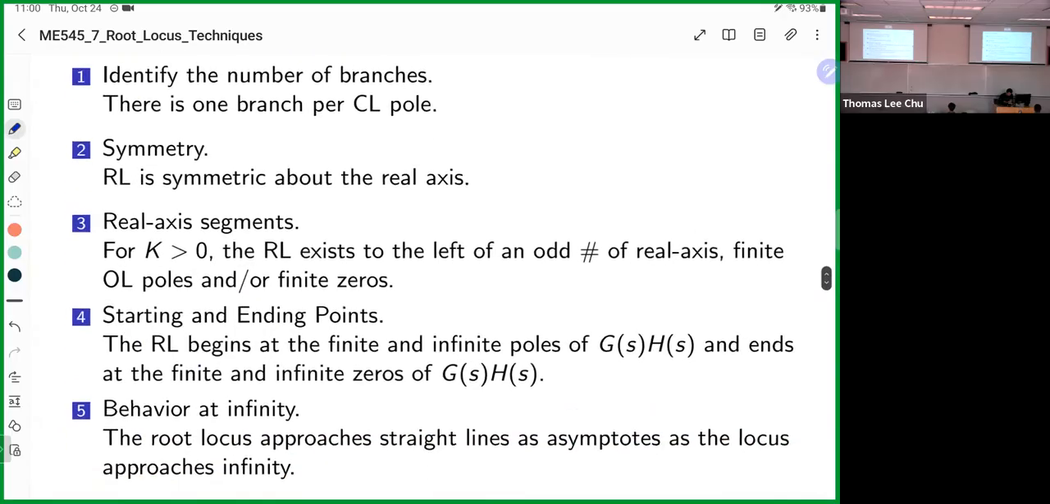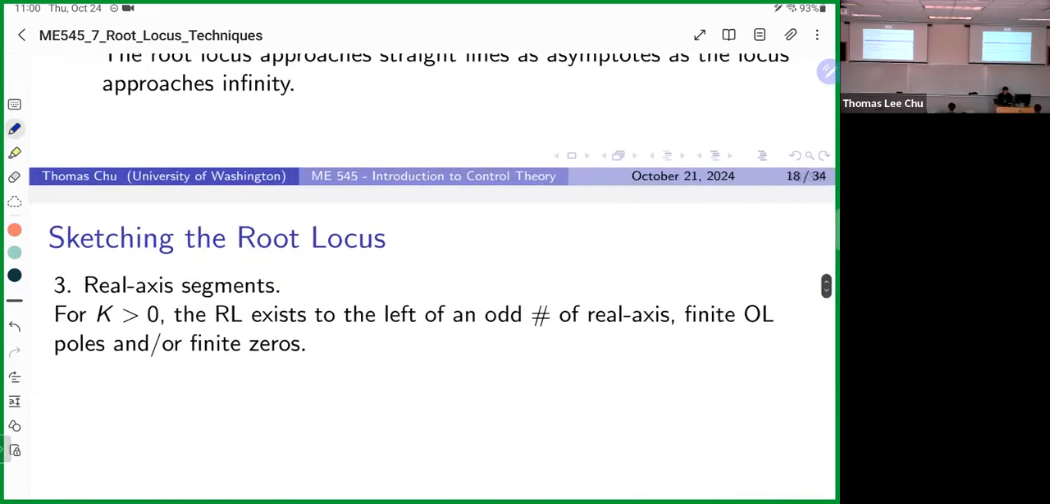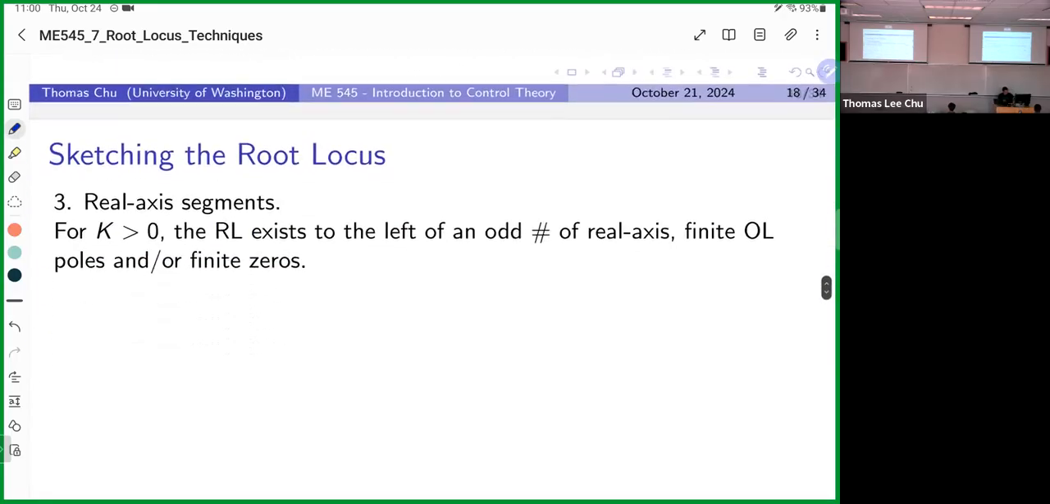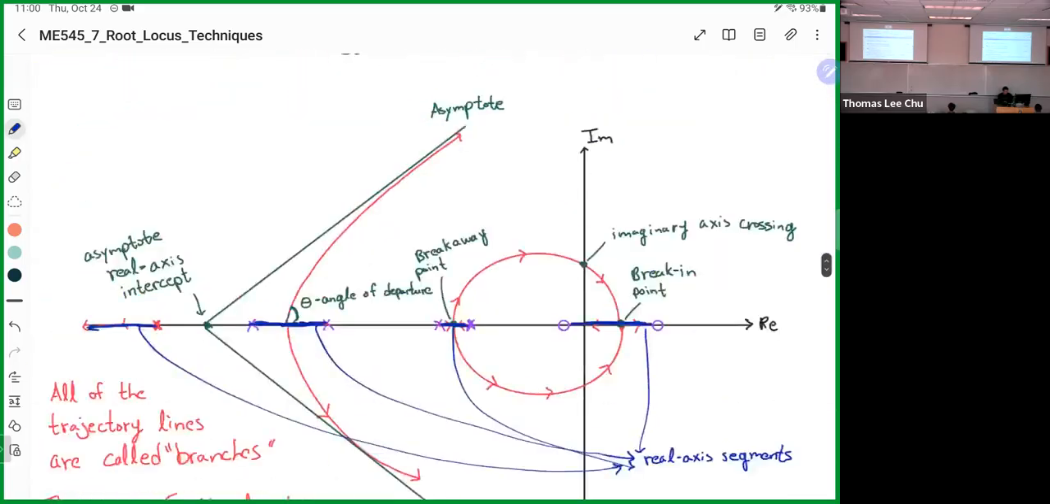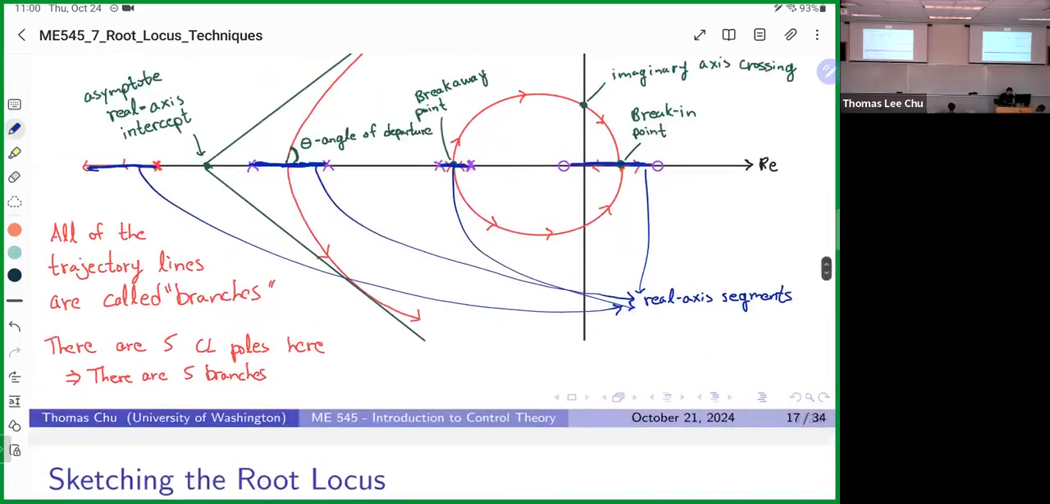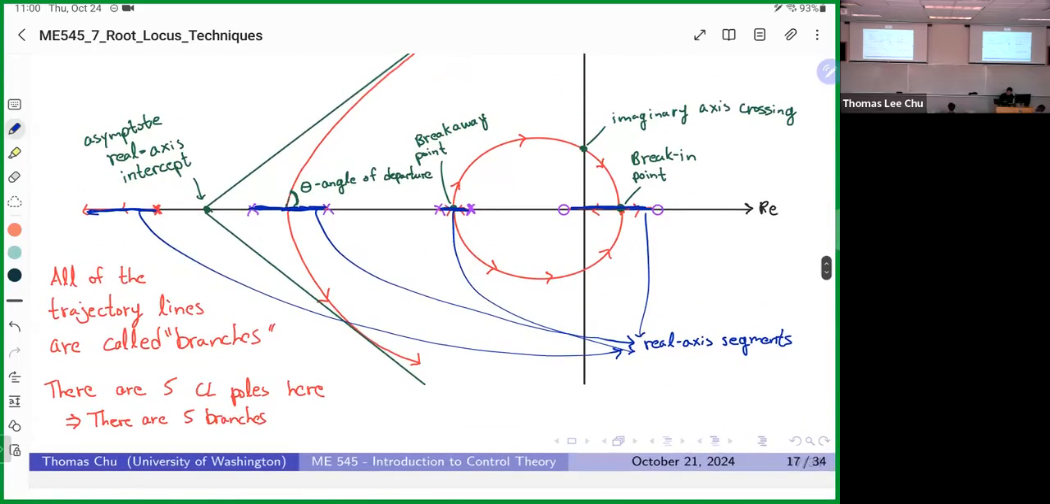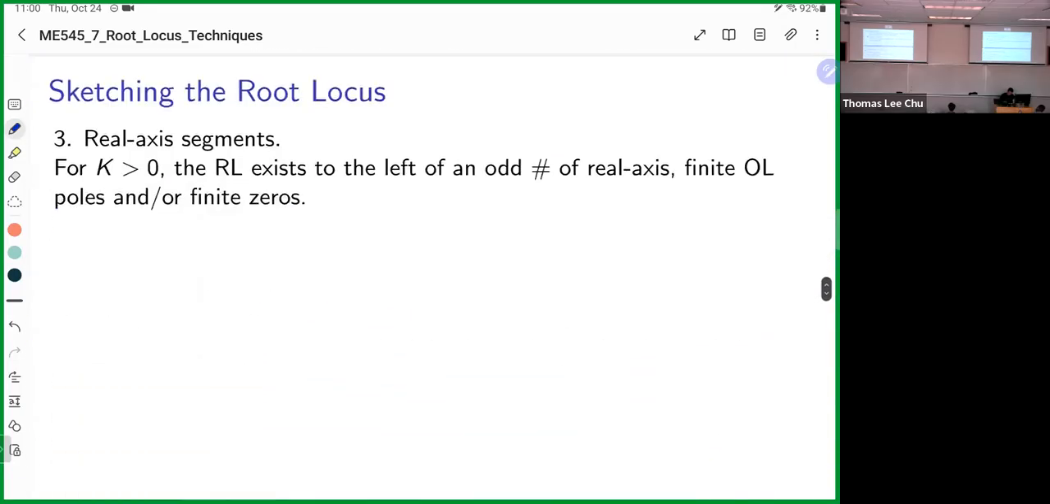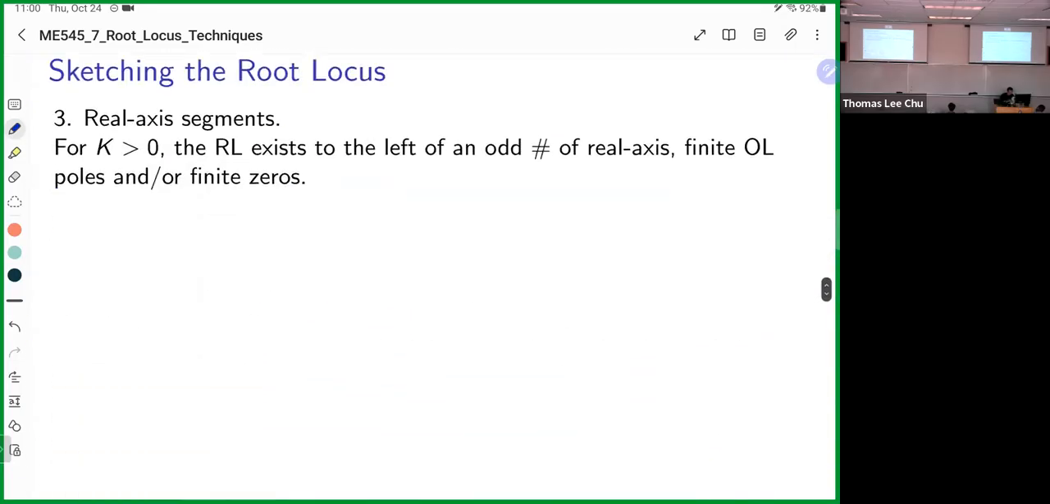Okay, so we're going to start with real axis segments. What does that mean? The root locus exists to the left of an odd number of real axis finite open loop poles or zeros. What I mean by that is that we're talking about the real axis segments in blue here. There's a way of checking if the root locus exists on the real axis already, and it's by looking at the number of open loop poles, which is in purple here, and zeros.